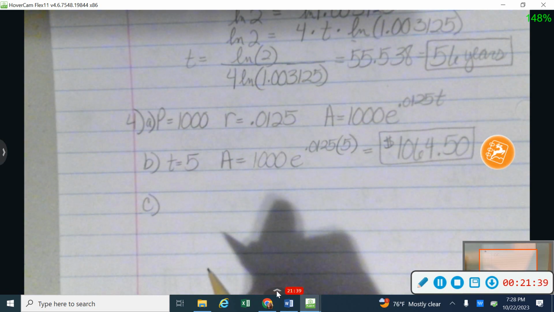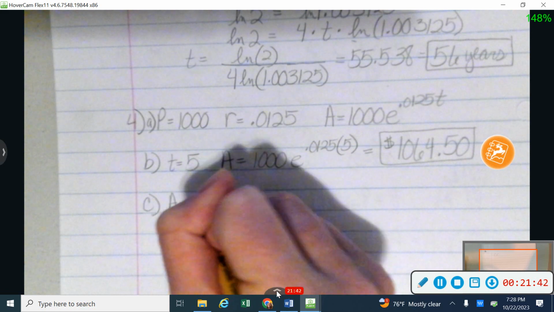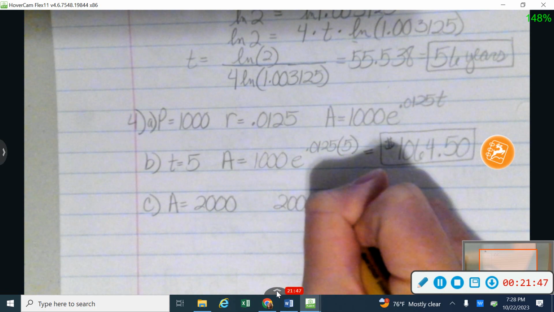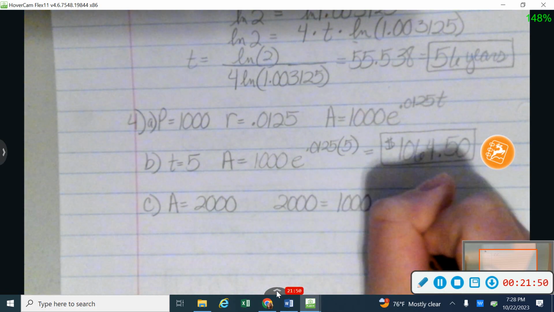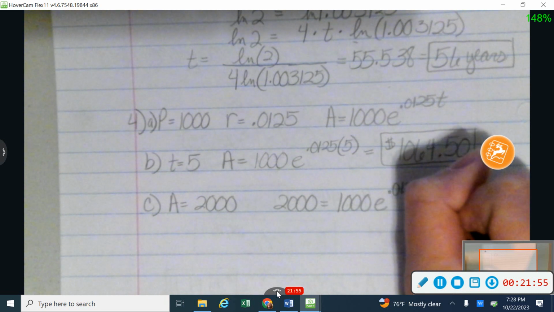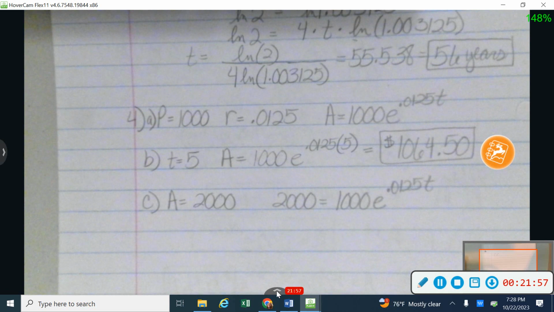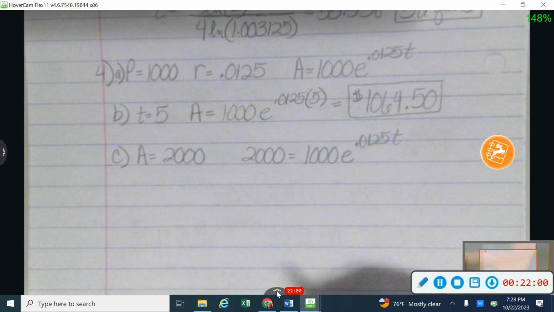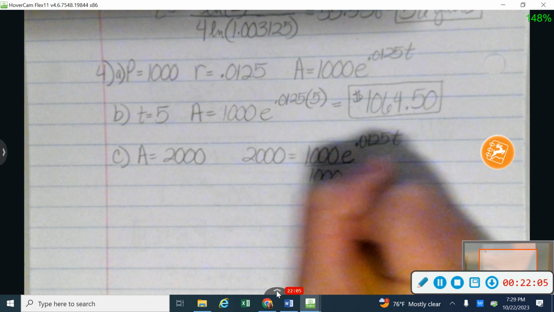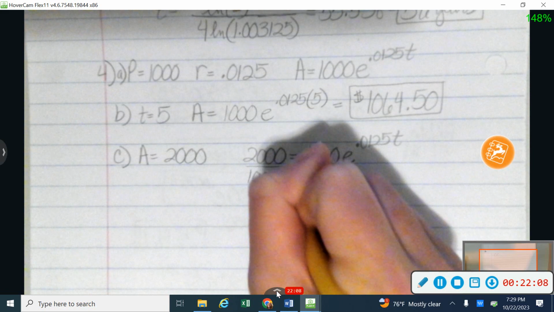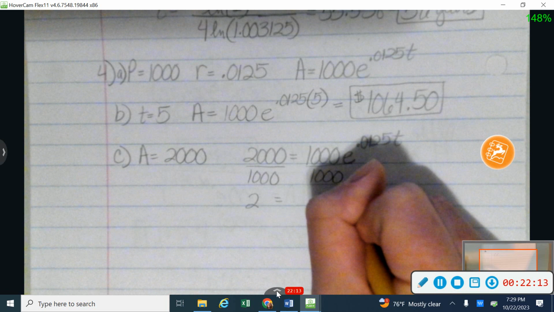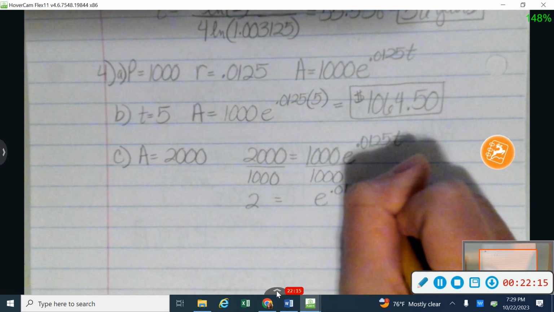All right, and with C, I want to double my amount. That means that A is now going to be $2,000. So I'm going to have $2,000, which is equal to my principal of $1,000, e to the r, 0.0125 times t power. And we want to know how long it's going to take to double. All right, same process. Divide by that 1,000 first. That's going to give us a 2 right there. I know it's going to be a 2 because I'm working with doubling on this one.